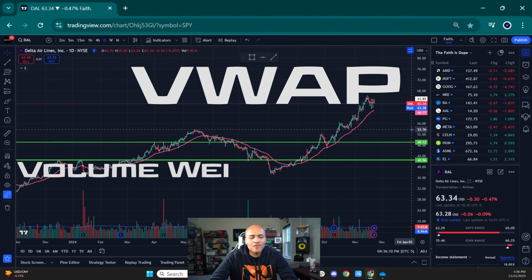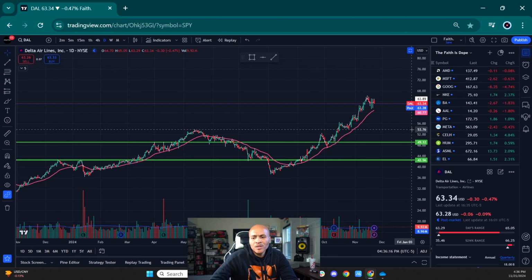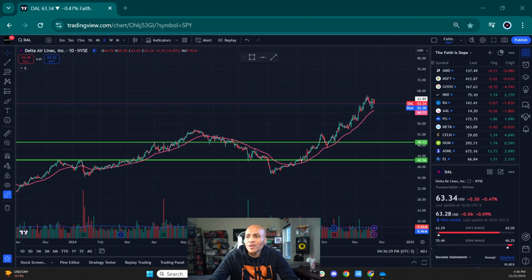VWAP, which is volume weighted average price. That shows you where your sellers are typically during the day. If the price action is trading above VWAP, then we are bullish. And if the price action is trading below VWAP, then we are bearish. So I'm gonna show you guys how to do your supply and demand and your support and resistance levels.